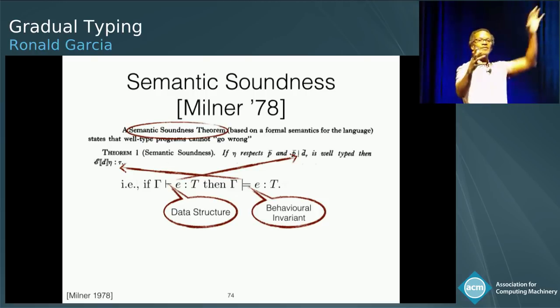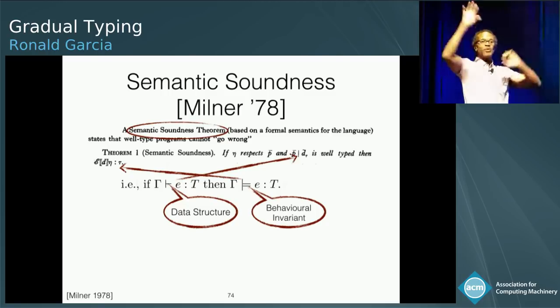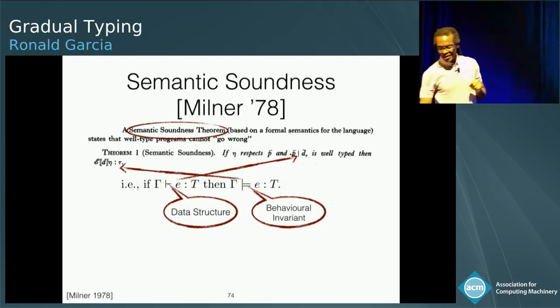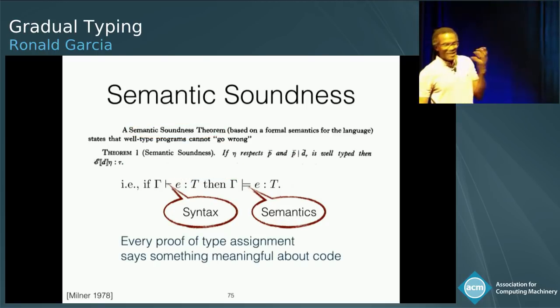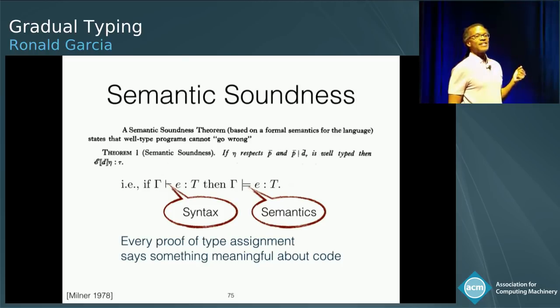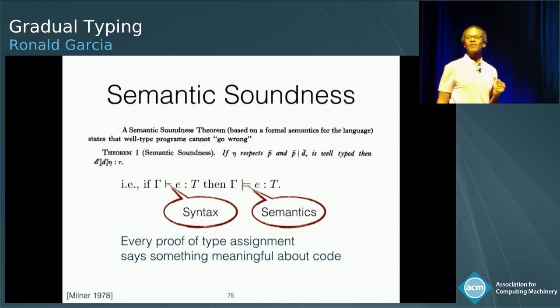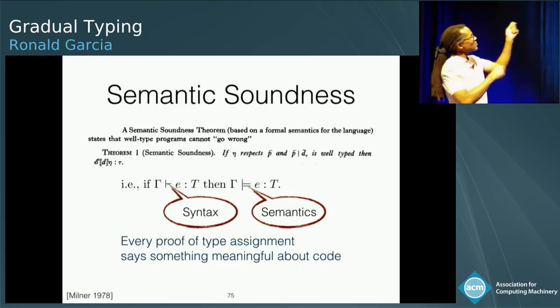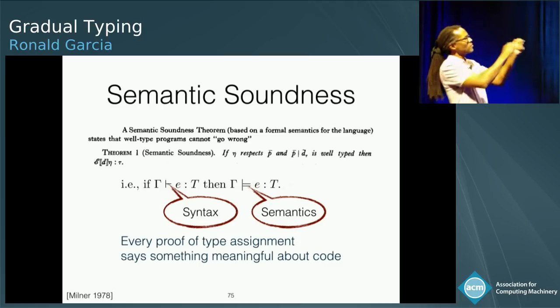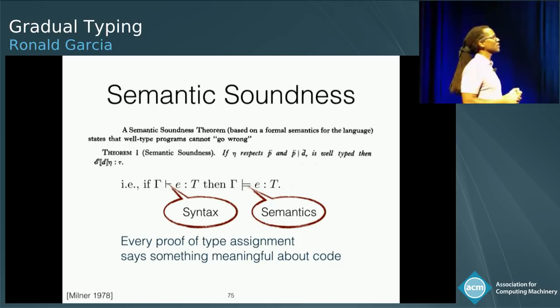It corresponds to the intuitive bubbles that I was putting up on the other slide. And indeed, you're relating your syntax, your data structure, to a formal semantics of behavioral invariance for program fragments. And what this statement of soundness basically says is that every proof of type assignment in your data structure says something meaningful about the positive behavior of a fragment of code.